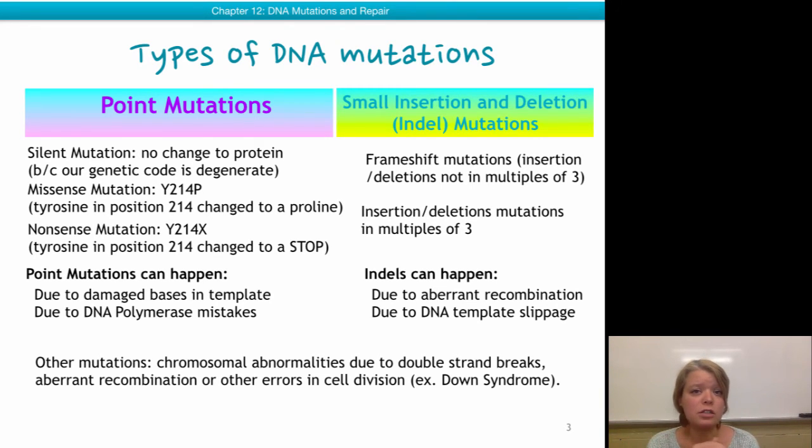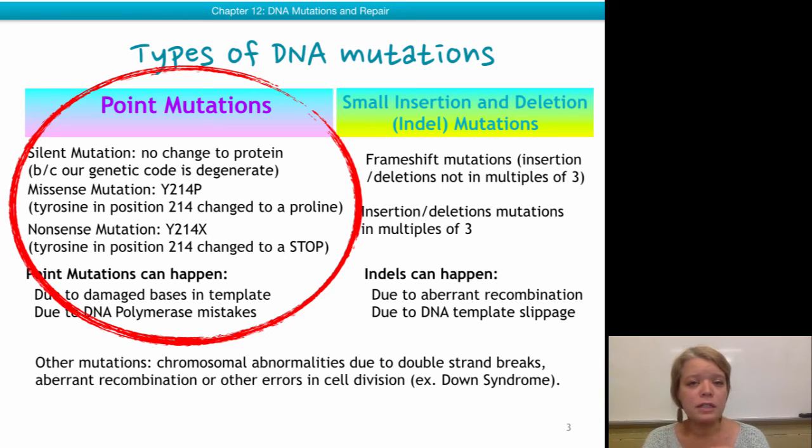And then another type of mutations that your book describes, and I will not go over today at all, are chromosomal abnormalities due to either double-strand breaks that were repaired imprecisely, or aberrant recombination events, or other errors during cell division. So a very famous condition that is due to chromosomal abnormality is Down syndrome. In some types of Down syndrome, you will get an extra chromosome 23 or just a chunk of that chromosome attached to chromosome 20, attached to a different chromosome, which results in overproduction of certain proteins and the Down syndrome phenotype.